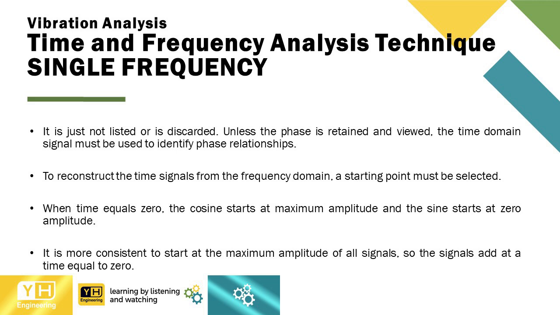To reconstruct the time signals from the frequency domain, a starting point must be selected. When time equals 0, the cosine starts at maximum amplitude and the sine starts at 0 amplitude. It is more consistent to start at the maximum amplitude of all signals, so the signals add at a time equal to 0.